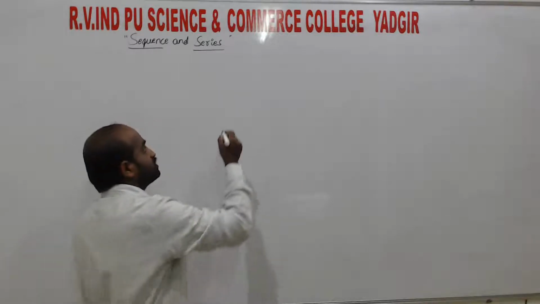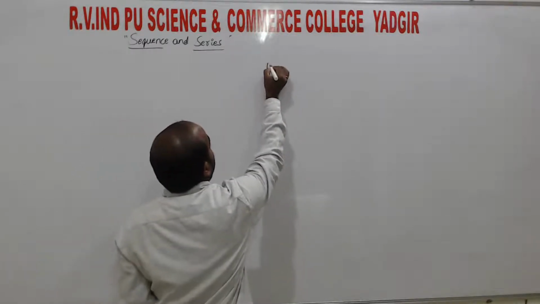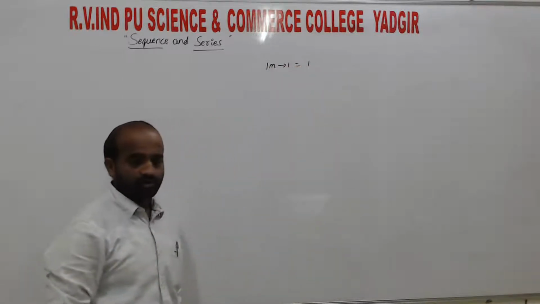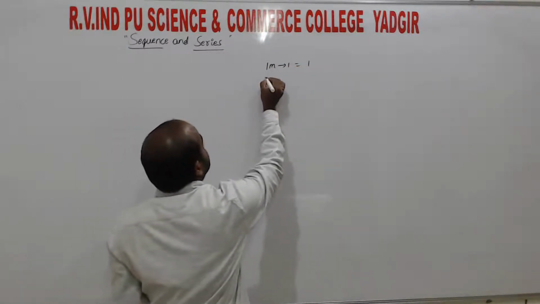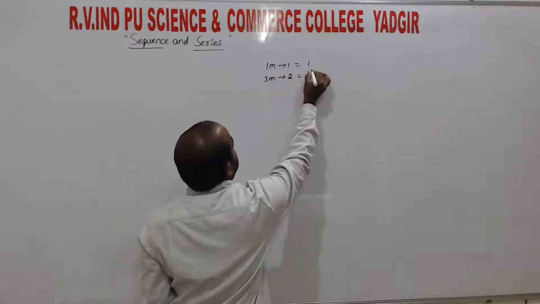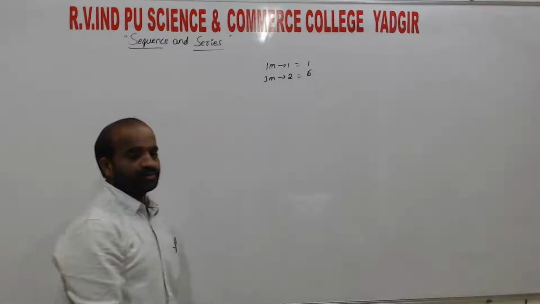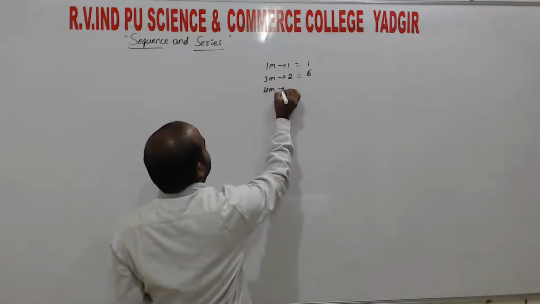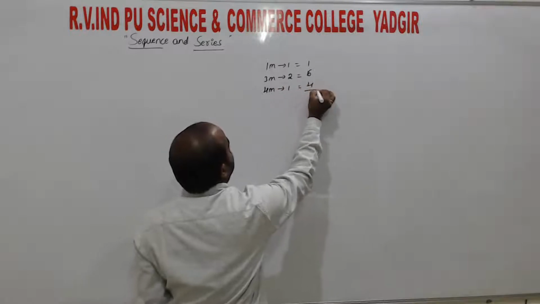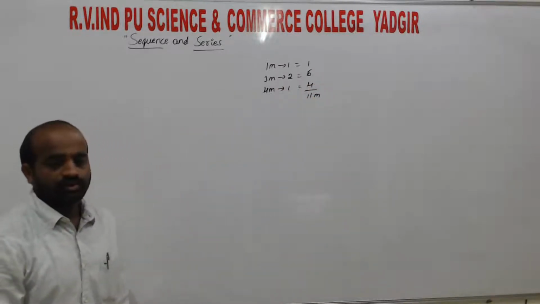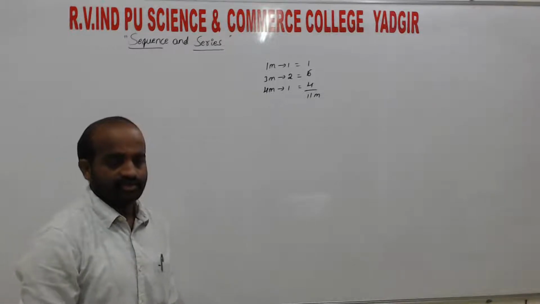The weightage for this chapter is 1 mark, 1 question; 3 marks, 2 questions, which is 3 into 2, 6; and 4 marks, 1 question, equal to 4. Total 11 marks. This chapter is also important in theory and CET.